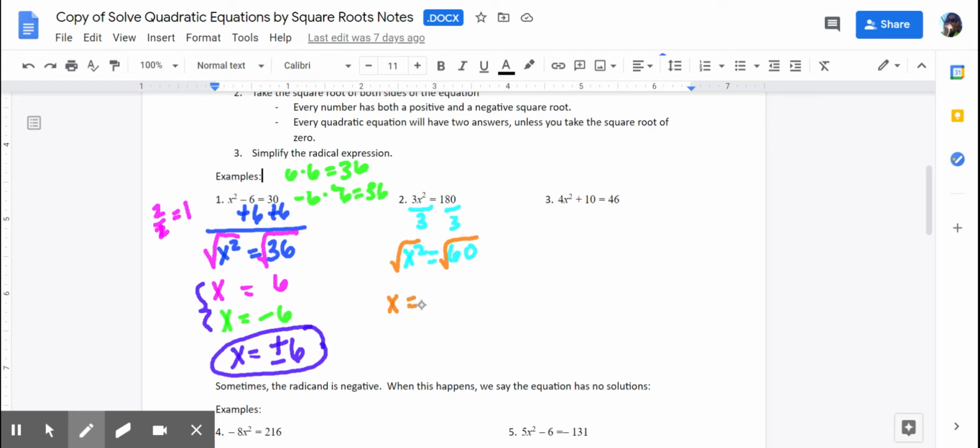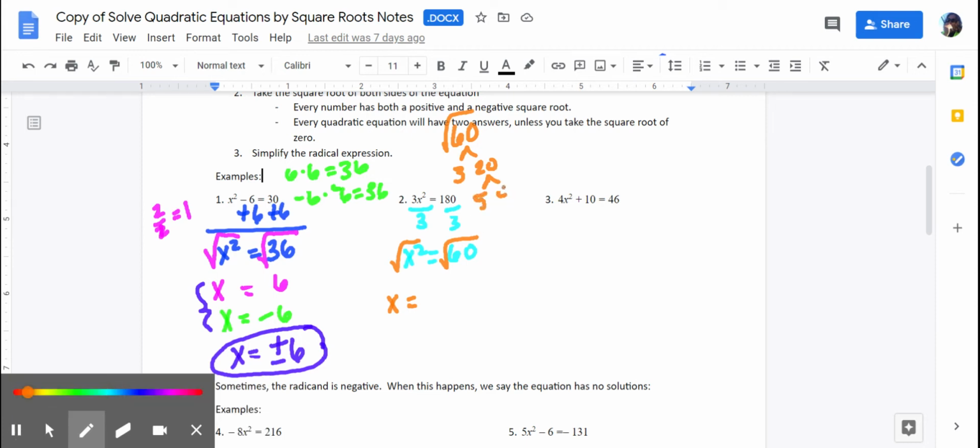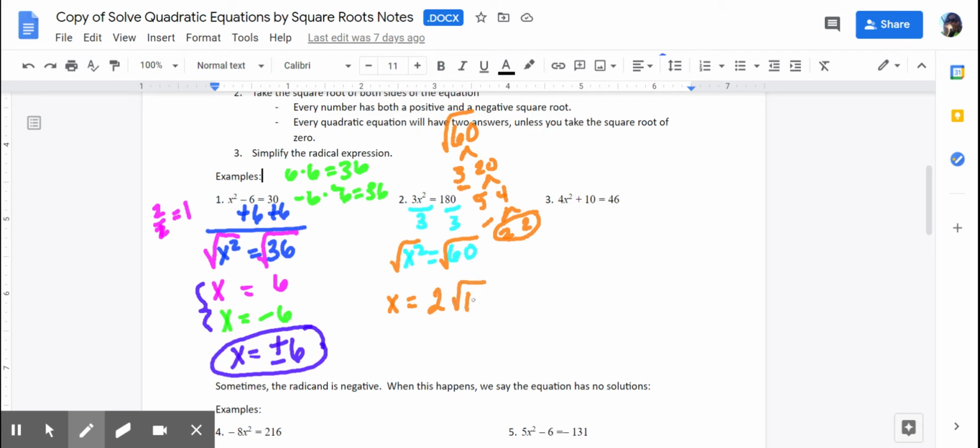Now if we just leave it as the square root of 60, we're not in simplified version. We talked about yesterday, all we want to do is simplify, simplify, simplify. So I'm going to take the square root of 60 and break it down using factor trees. I'm going to use 3 and 20. I can break down 20 to be 5 and 4. And then I'll break down 4 to be 2 and 2. So if I look, I have a pair of 2's that will come out, and I'll have a 3 and a 5 that's left. So I'll have x equals 2 on the square root of 15.